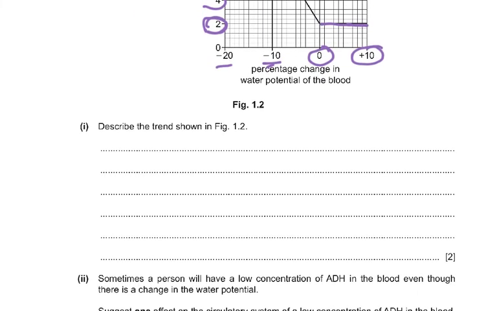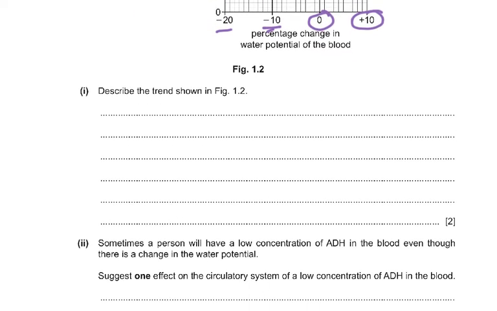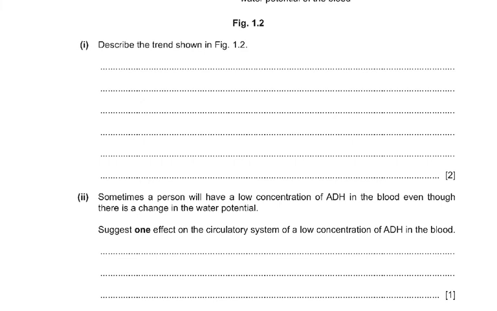It says describe the trend shown. Now, what is describe? Describe is no biology. So no biology means any child who has not even studied anything can do this question. These are the two questions which you'll probably get if you did not study any biology. It will be sad if that is the case. So describe the trend shown in figure 1.2.